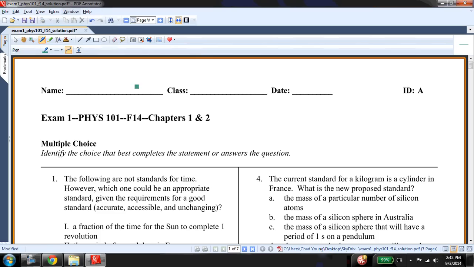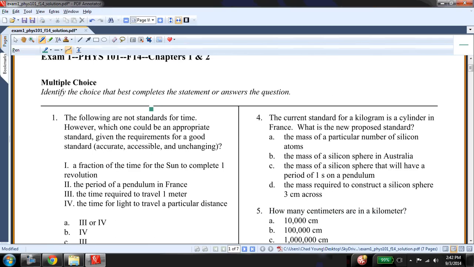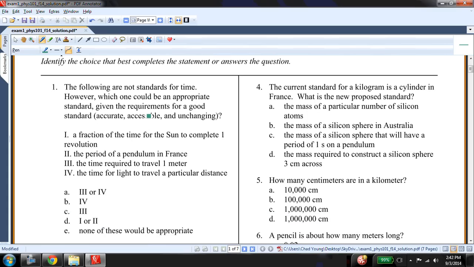All right, this is exam 1 for Physics 101, fall 2014. The following are not standards for time, however, which one could be appropriate? Well, this one's not appropriate because it's not accurate. This one's not appropriate because it's not accessible to everyone, only to the French. This one isn't appropriate because light required to travel 1 meter, I don't even know what that means. Or excuse me, the time required for light to travel 1 meter, this just doesn't really make sense.